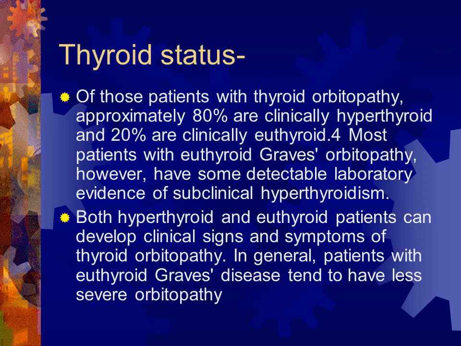Most patients with euthyroid Graves' orbitopathy, however, have some detectable laboratory evidence of subclinical hyperthyroidism. Both hyperthyroid and euthyroid patients can develop clinical signs and symptoms of thyroid orbitopathy. In general, patients with euthyroid Graves' disease tend to have less severe orbitopathy.